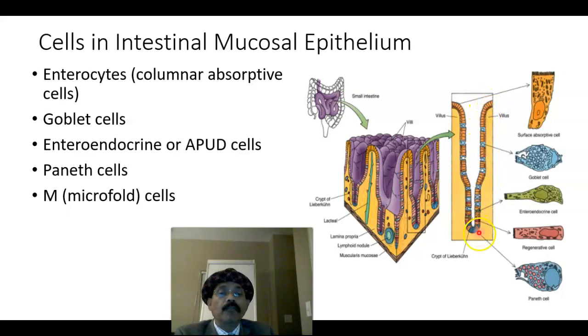and also in the crypts of Lieberkuhn area we have the goblet cell. But in the crypts of Lieberkuhn we get another type of cell, that is the Paneth cell. Okay, it has some antibacterial activity, immunological activity. It is rich in lysosome. And we have some basal cell or regenerative cell. Enteroendocrine cell, or APUD cell, amine precursor uptake decarboxylase cell, that has some paracrine and endocrine functions.